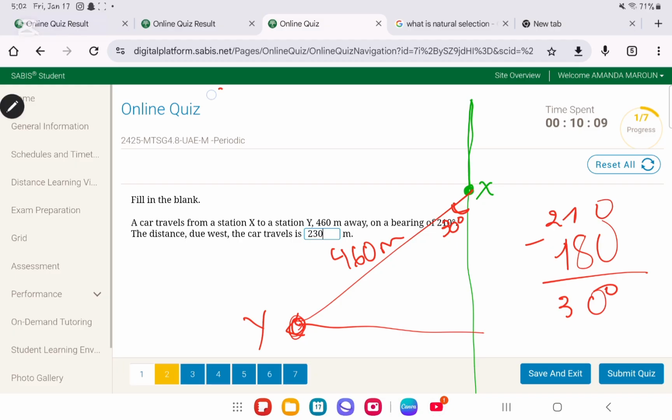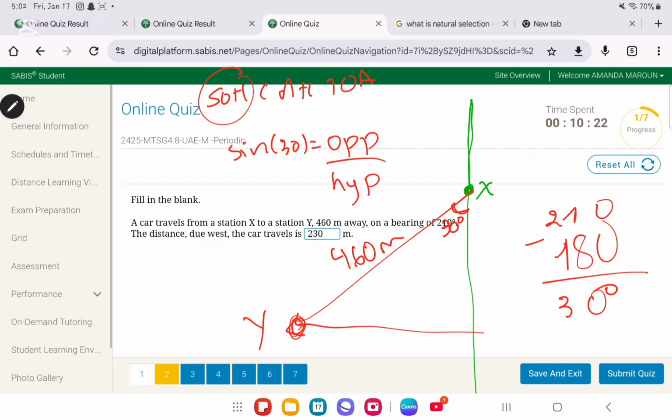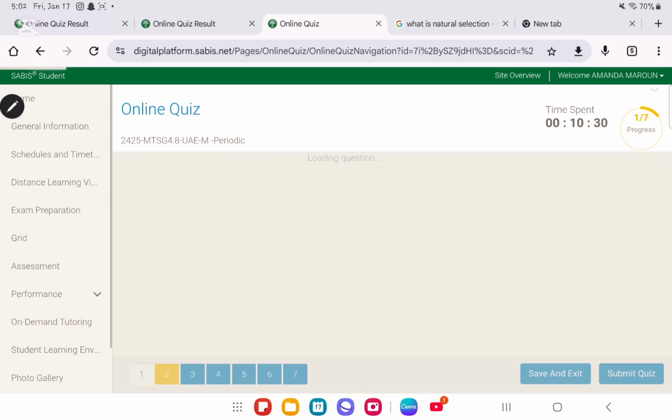And then we can apply the same rule, which is SOH CAH TOA, and we get that sine is opposite over hypotenuse, so sine 30 is equal to the opposite over 460, and then we get an answer of 230. We move on to question number 3.